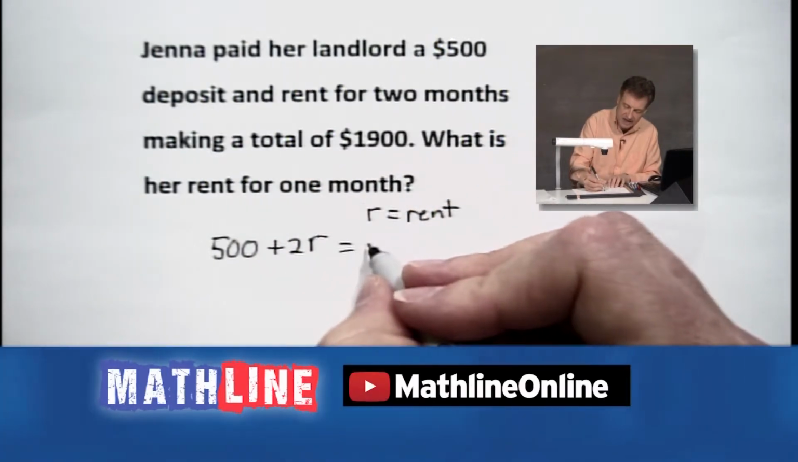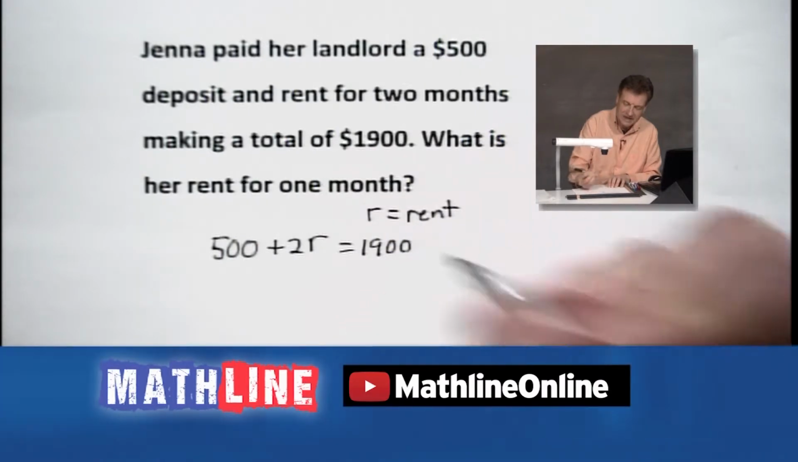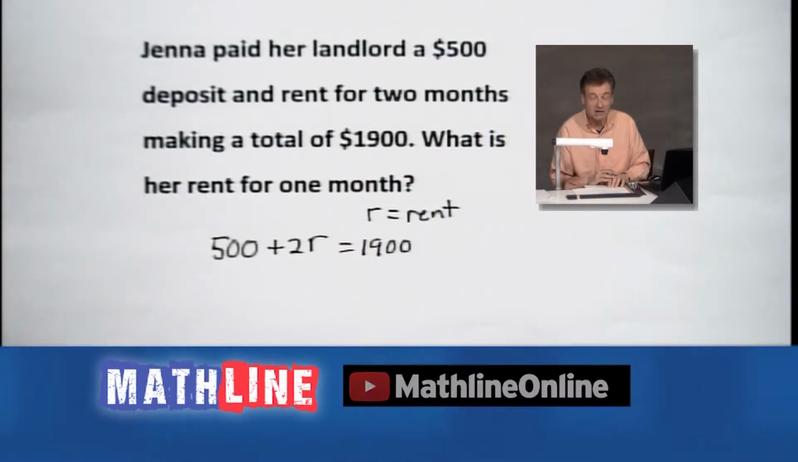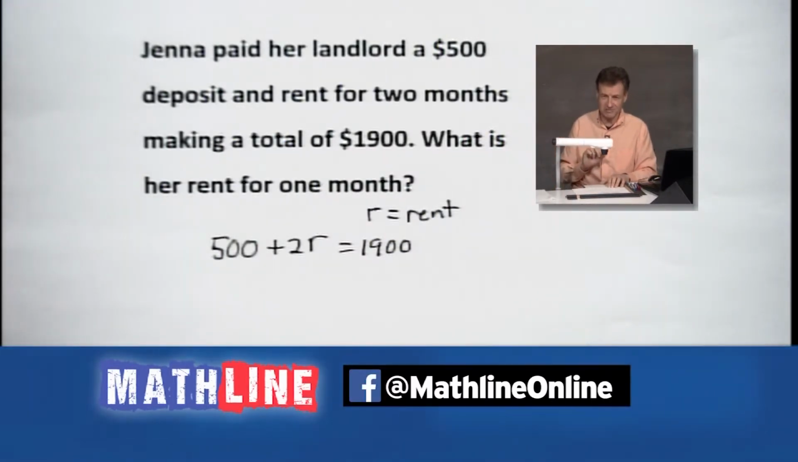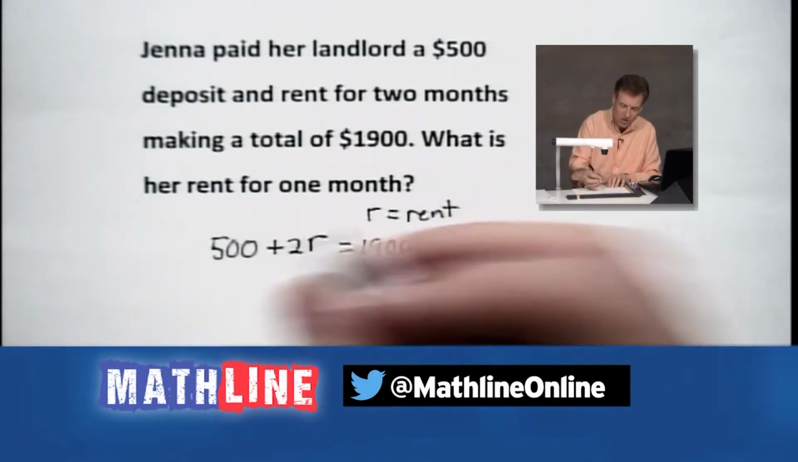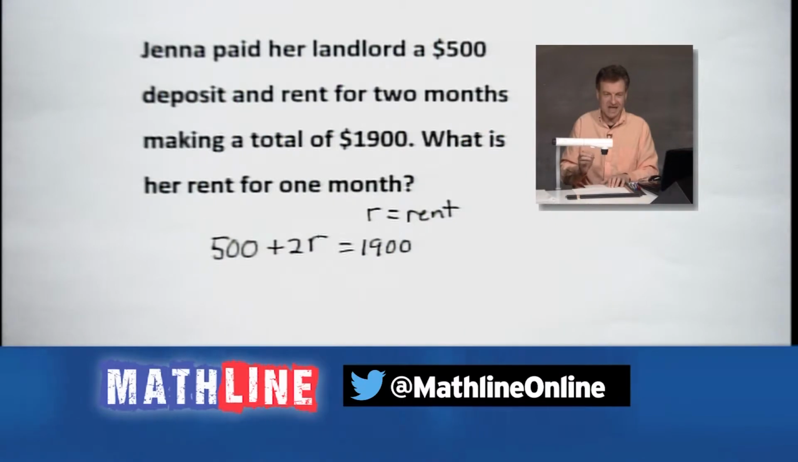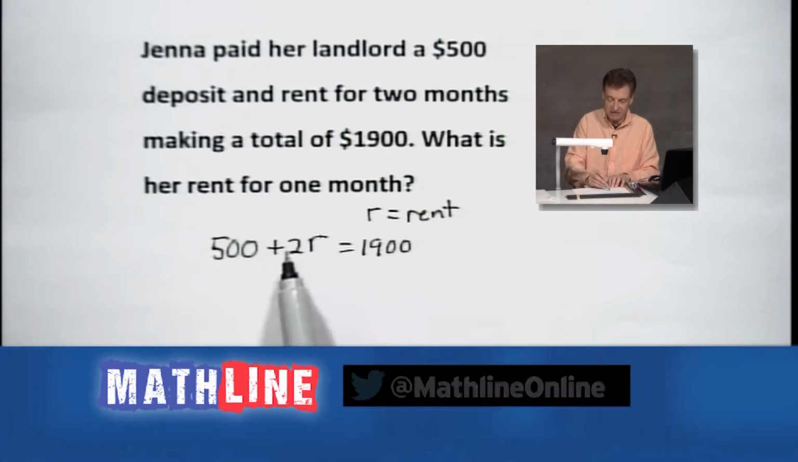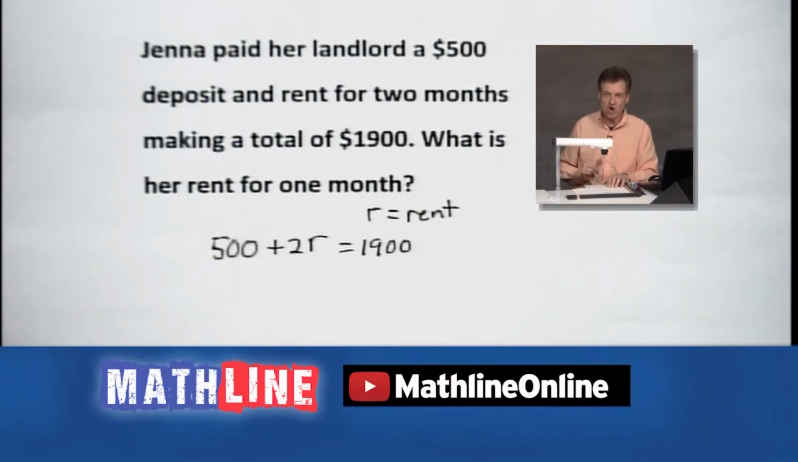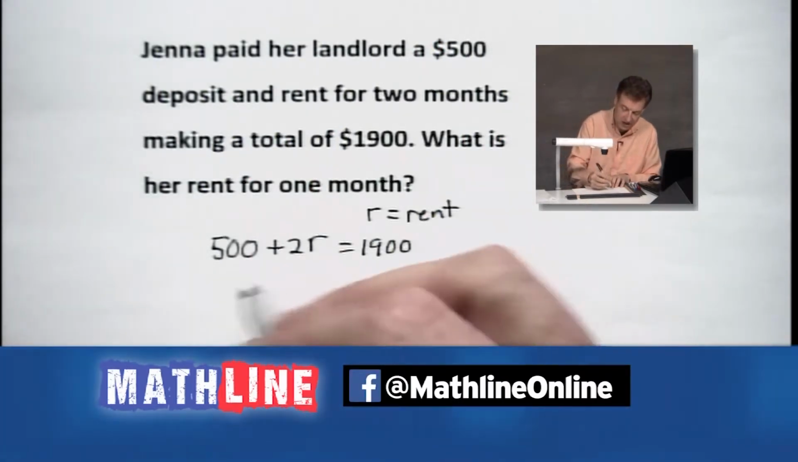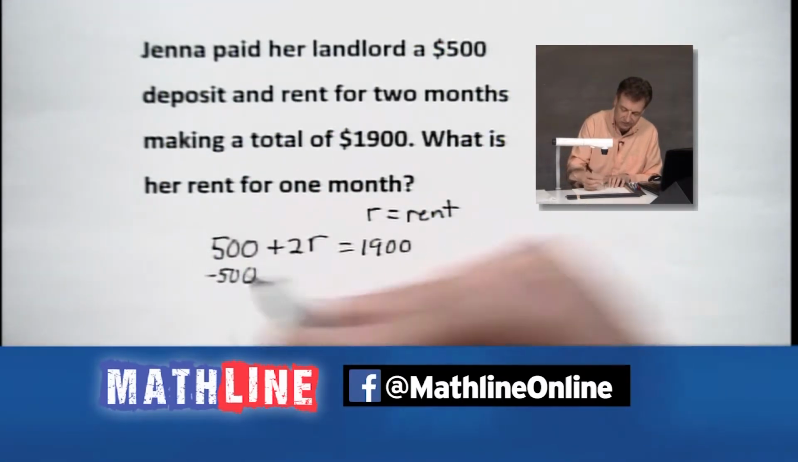And the landlord's saying, you owe me $1,900, all right? Up front, my friends. Welcome to real world math. Right there you are. So what we need to do is get R isolated, all right? And this is the formula. Deposit plus 2 months rent, your first bill to the landlord. Very straightforward. So we're going to subtract 500 from both sides here.